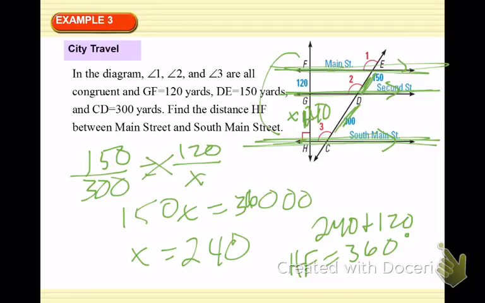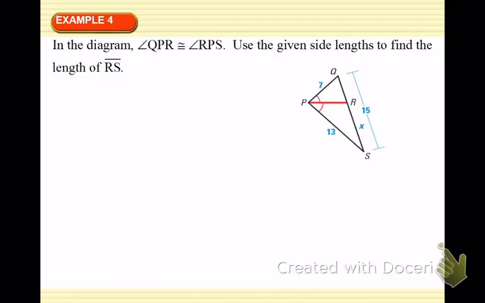Not degrees, 360 yards. Okay? Piece of cake. Right? Just writing a proportion with those pieces of the transversal. All right? All right. Another example.